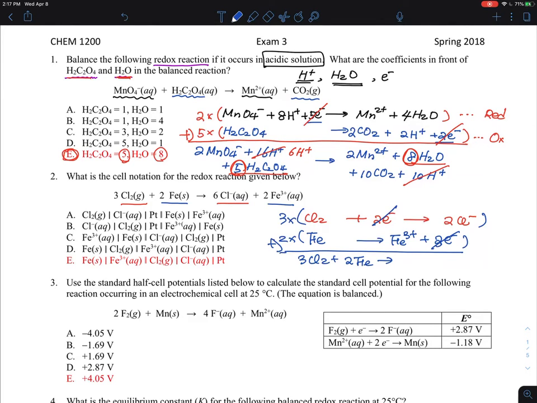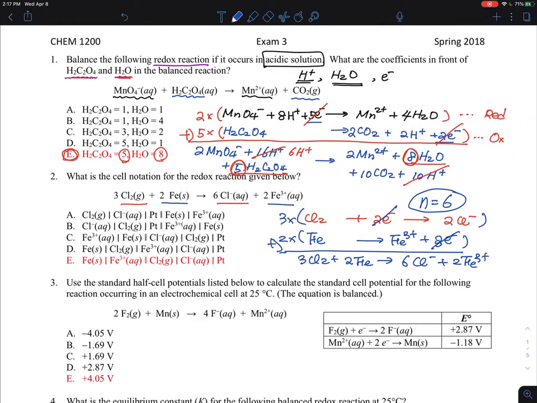2Fe and 6Cl minus going to 2Fe3 plus. But by doing this diligent work, you realize there are 6 electrons exchanged in this reaction, and that will be useful for defining the electrochemical potential using the Nernst equation. But that's not the point of this problem. They just wanted to know this notation.